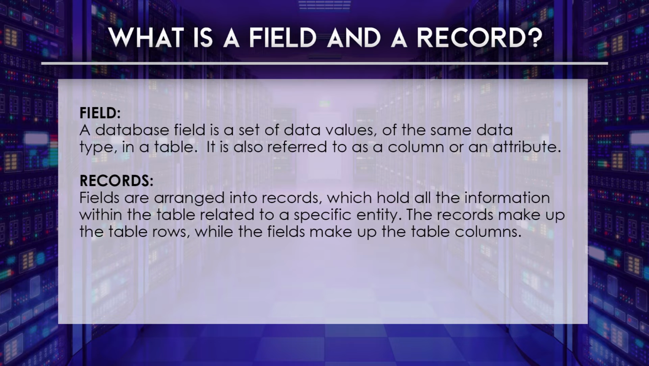Field. A database field is a set of data values of the same data type in a table. It is also referred to as a column or an attribute. Fields are arranged into records, which hold all the information within the table related to a specific entity. The records make up the table rows, while the fields make up the table columns.